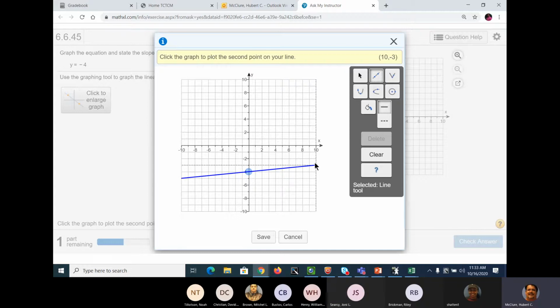Horizontal line. Can't use that point. That don't make a horizontal line. That one does. All of these make a horizontal line. So you can pick any one.